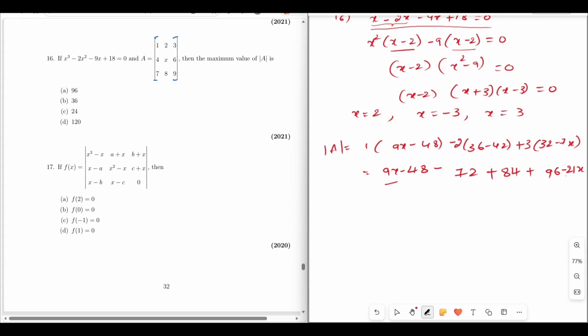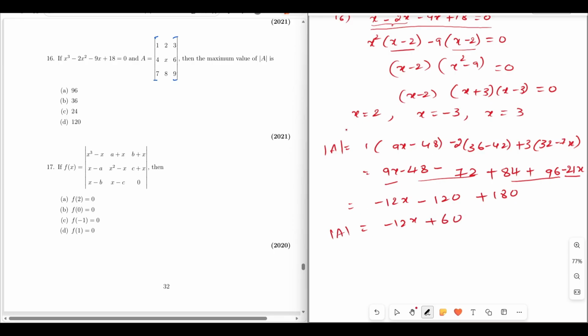So now 9x and 21x, you will get the answer as minus 12x. Minus 48 minus 72 will give you minus 120. 84 plus 96 will give you plus 180. So this is equal to minus 12x plus 60. This is the determinant A.